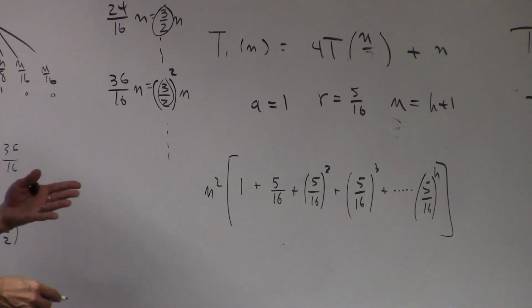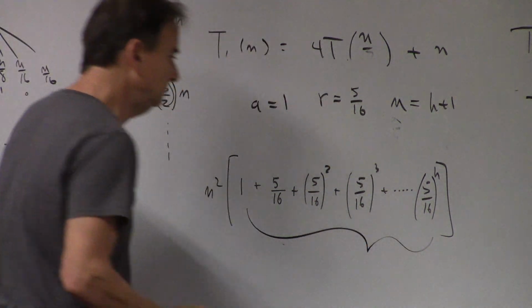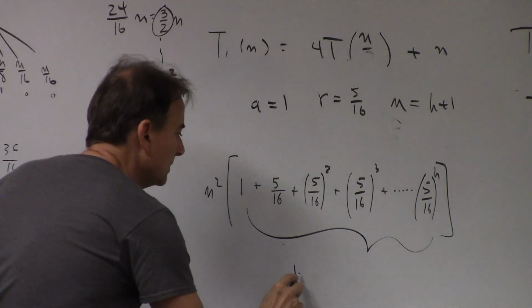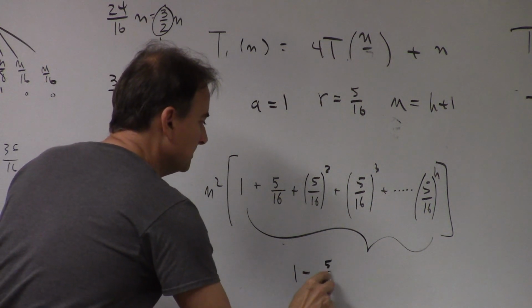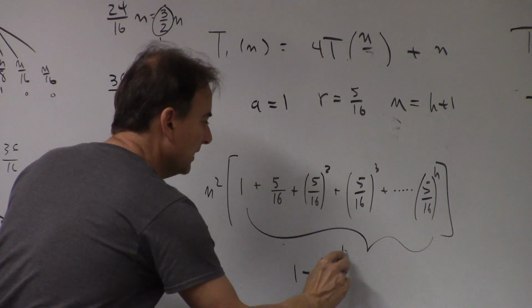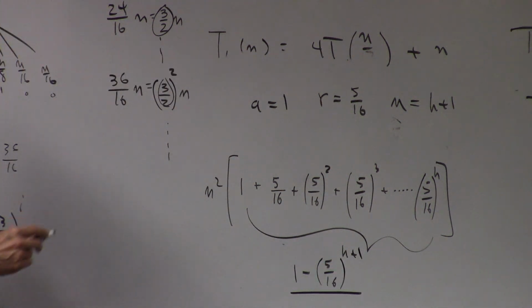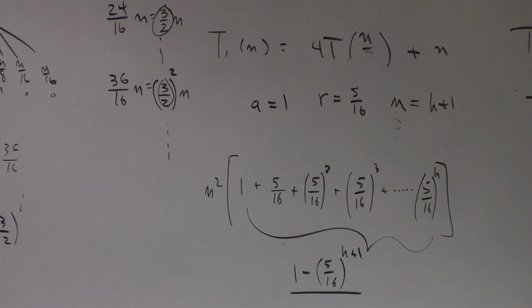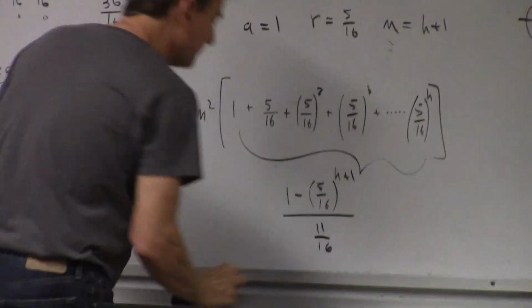So let's find out what that sum is going to be. The sum, this entire thing, is going to equal the geometric sum formula: 1 minus 1 times 5/16 to the power of h plus 1, over 1 minus the ratio. And 1 minus the ratio is what? 11 over 16. So it's going to be 11 over 16.